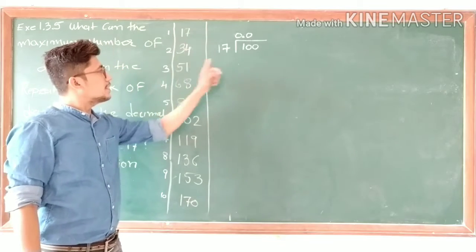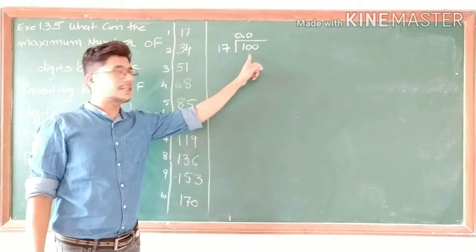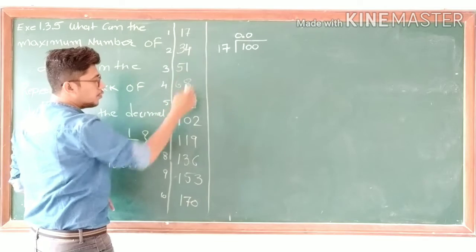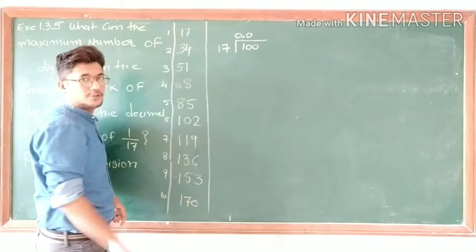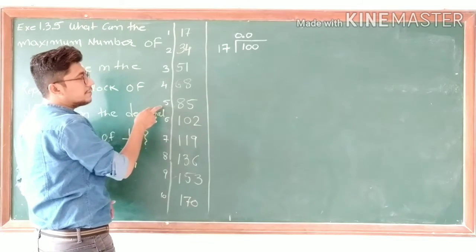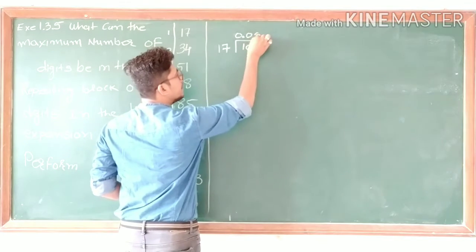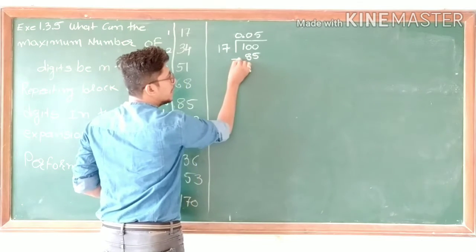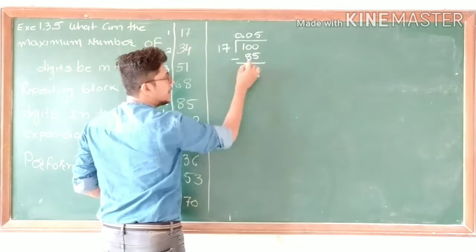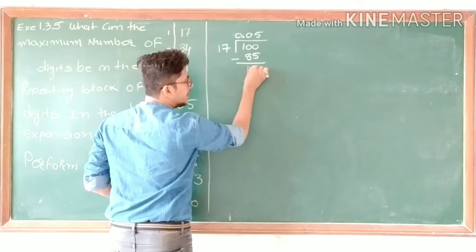So follow the tables. Which is the number which is nearest to 100? As we can see, 85 is smaller than 100, so 85 comes at 5. So 17 fives are 85. As we already know, we have to subtract it. 100 minus 85 is 15.